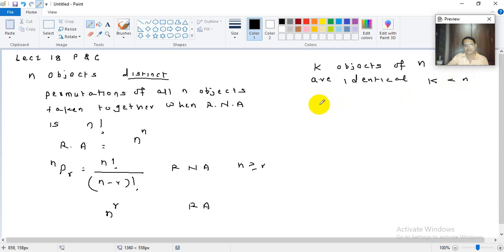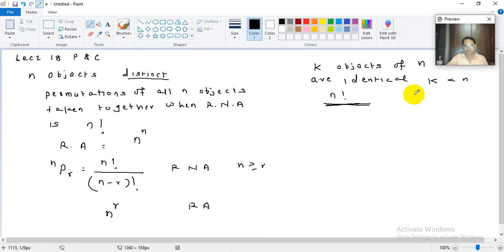Now in this case, how many permutations are possible? The number is n factorial divided by k factorial. You don't need to remember it, whenever needed you can develop this formula. Whenever I talk about n distinct objects, there are n factorial arrangements. But now k objects of them are identical, and so they can be permuted among themselves in k factorial ways, but which will be the same as the previous arrangement.